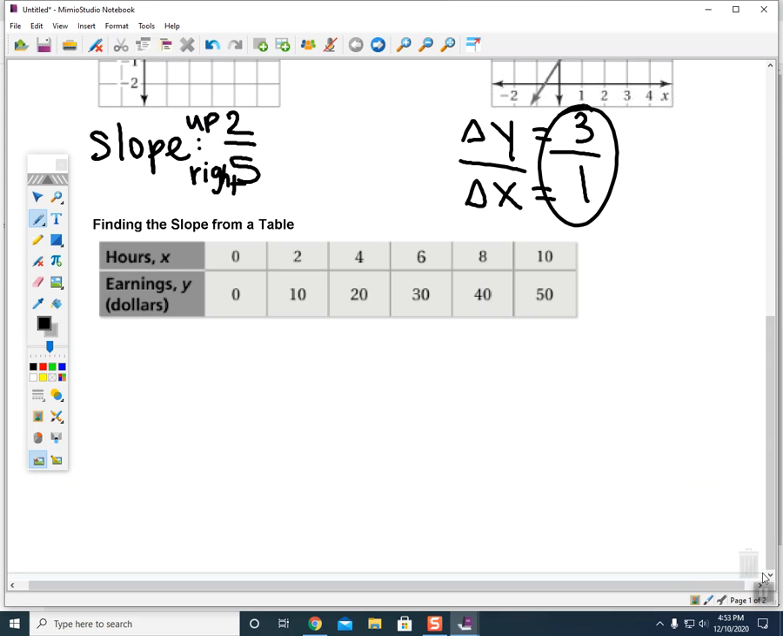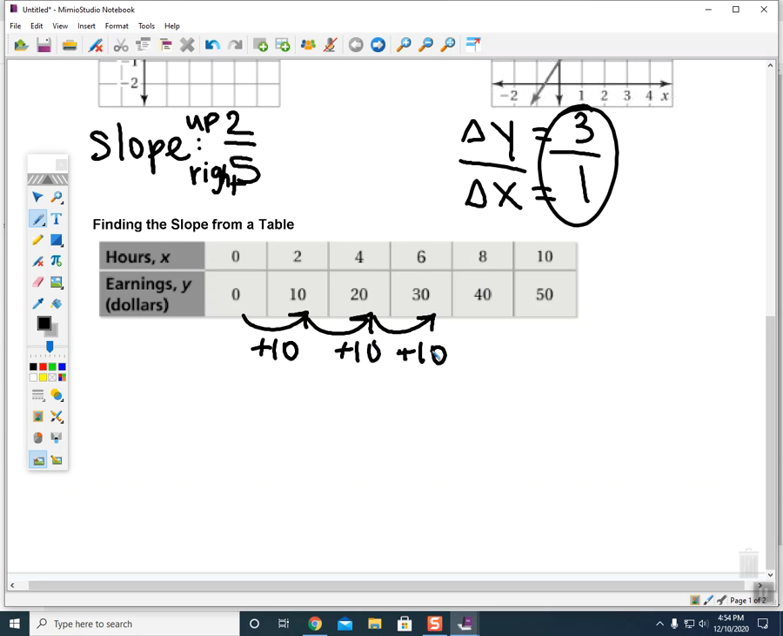We can also find it from a table. So I have a table here of my hours and my earnings. Slope we said is a constant rate of change. So I'm looking at, is it going up by a consistent rate? And if so, what is that? To start, I go from 0 to 10, so I add 10 here. To get from 10 to 20, I add 10 again. Looks like a constant rate, right?